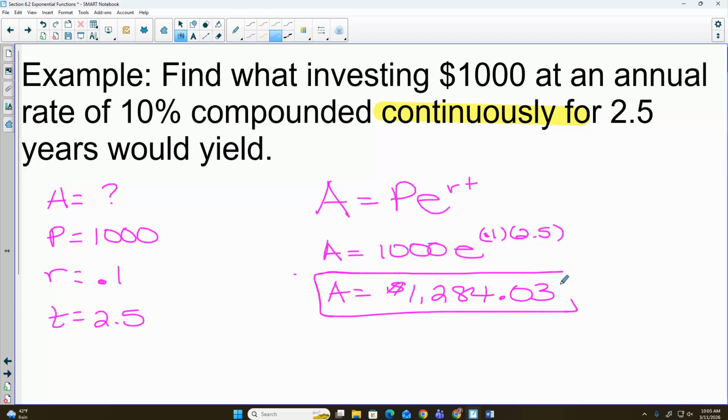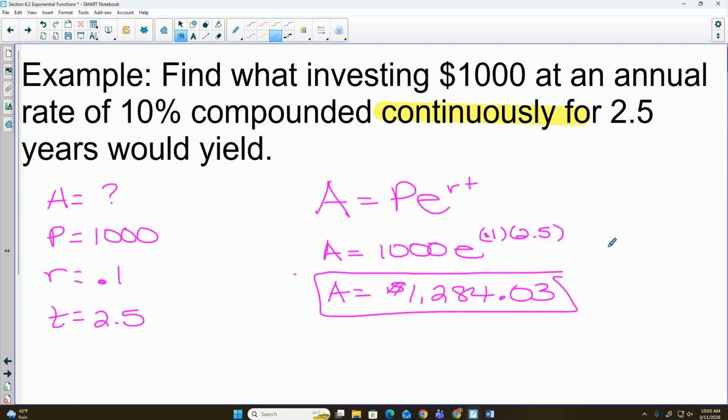So we should get $1,284.03. So A is always bigger than P. You should always end with more than you start with when you're earning interest. If I asked you how much interest had been earned, right, $284.03. You would just subtract the 1,000 that we started with.